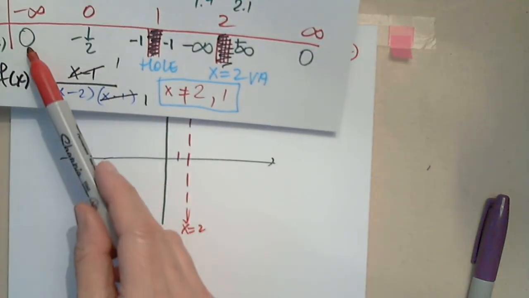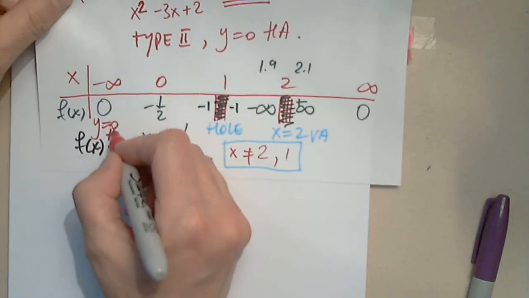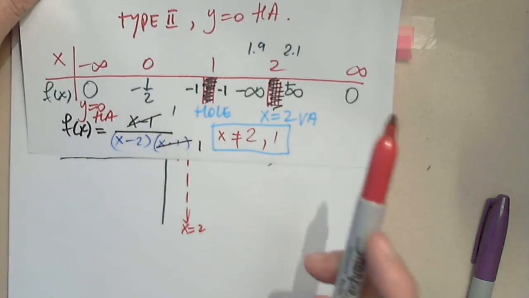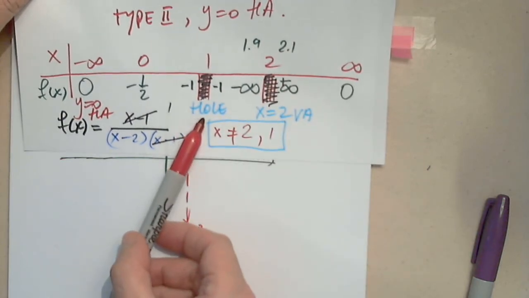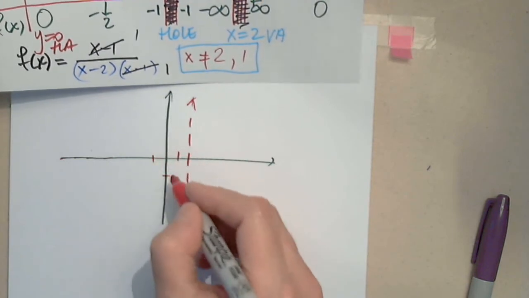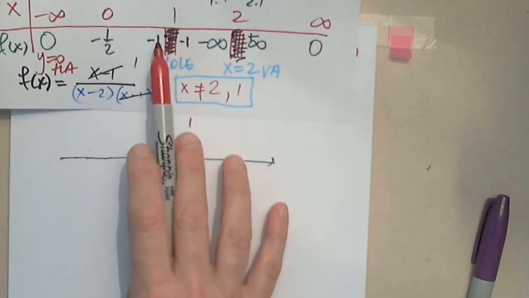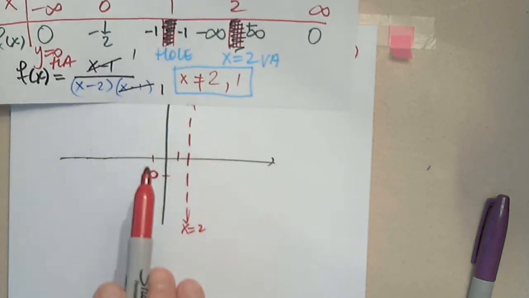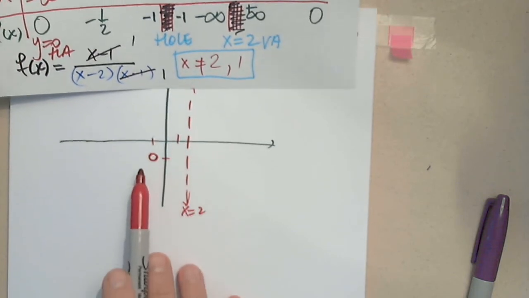No. 0 for horizontal and 2 for vertical. This is not an asymptote. At 1, oh, okay, sorry. At 1 we have negative 1, and that's the hole. 1 comma negative 1. That's the hole. 1 comma negative 1. Okay.